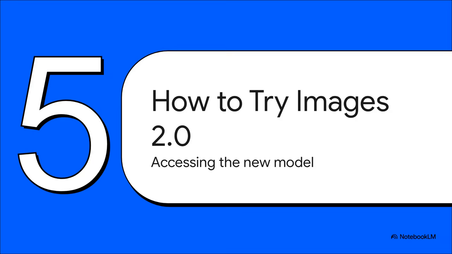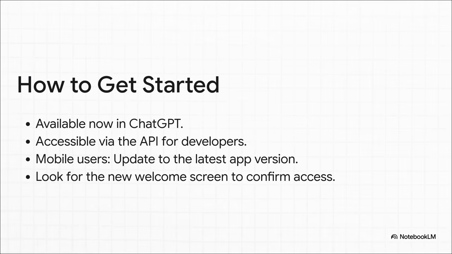So after seeing all of that amazing stuff, I'm sure the number one question on your mind is, how can I get my hands on this? Well, let's get right to it. The great news is it's rolling out as we speak. You can find it right inside ChatGPT. If you're a developer, you can also get to it through the API, and for all you mobile users, just make sure you've updated your app to the very latest version. You'll know you're in when you see the new welcome screen pop up.